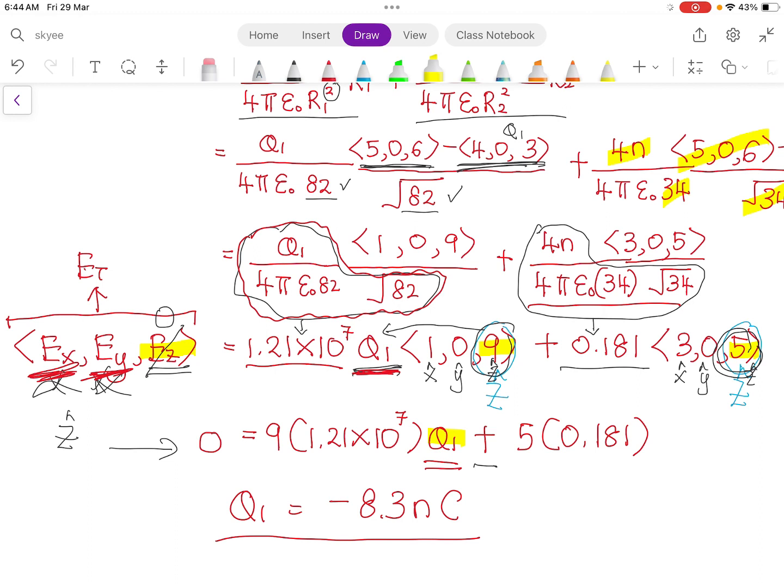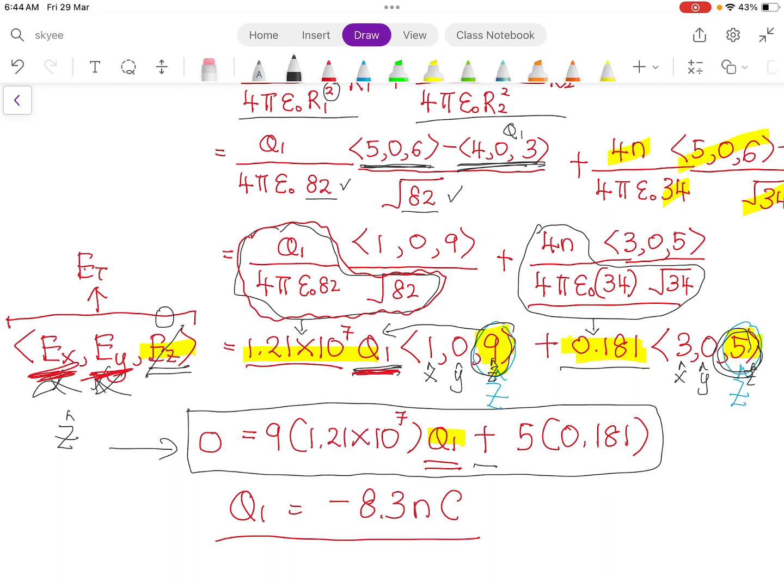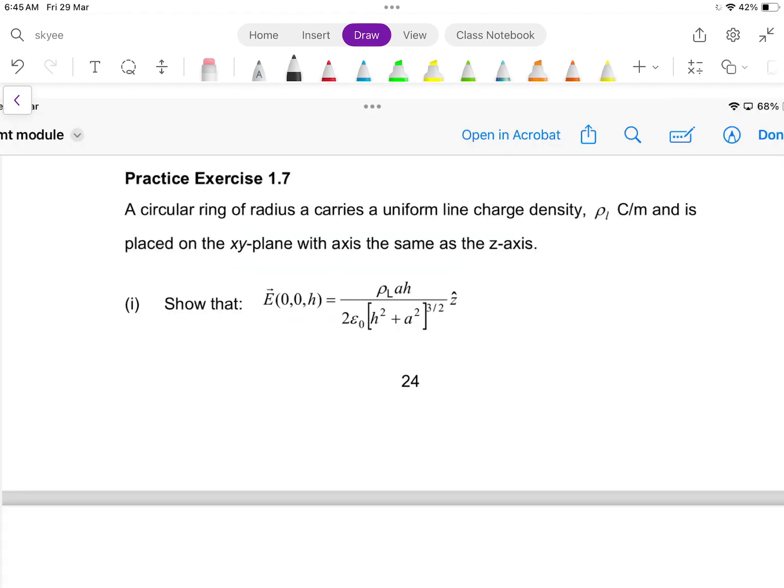So I take this 9, multiply it with the term over here, and the 5 multiply with the 0.18. Now you can see I have formed an equation that has only one variable, that is Q1. Then I can solve for Q1. From the calculation you can get Q1 equals negative 8.3 nanocoulombs.